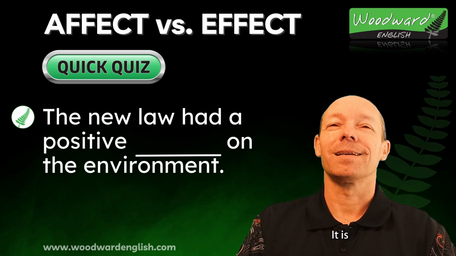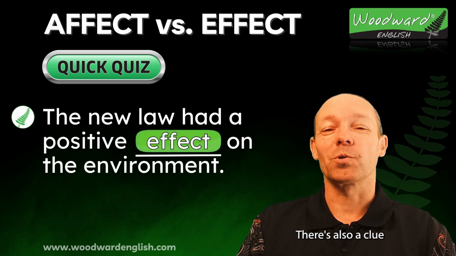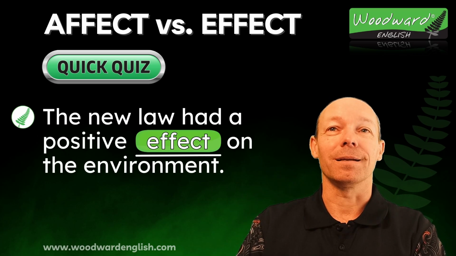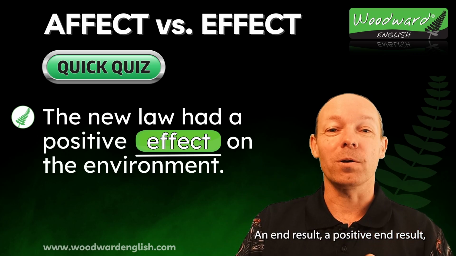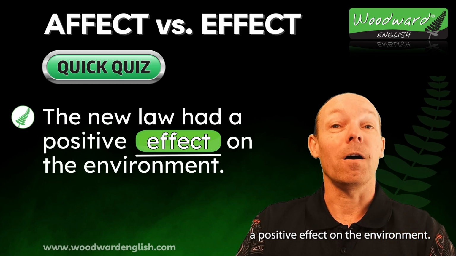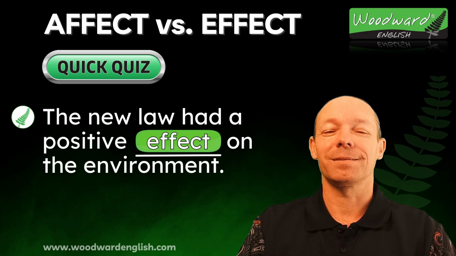It is a positive effect. There's also a clue here because we have the a something. It had a something. What did it have? An end result. A positive end result, a positive effect on the environment. Be careful of the spelling of environment.